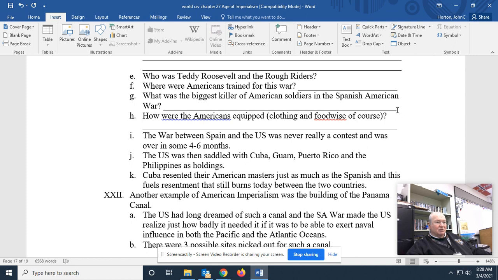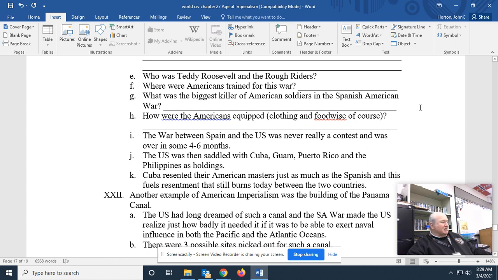How were American soldiers equipped? I mean, it's kind of interesting. The American Army shows up in Mobile, Alabama to disembark for Cuba, and they're wearing standard issue woolen, did I say woolen uniforms to go fight in Cuba. I don't know how much you know about Cuba. It's not a cold place, yeah. And then the food, of course, like I said, second leading cause of death was botulism.